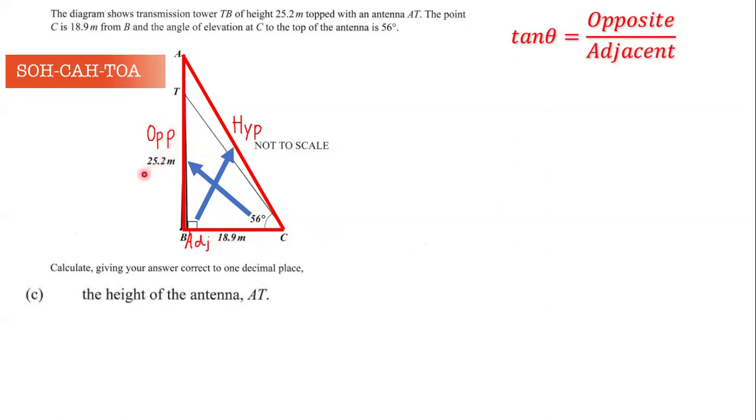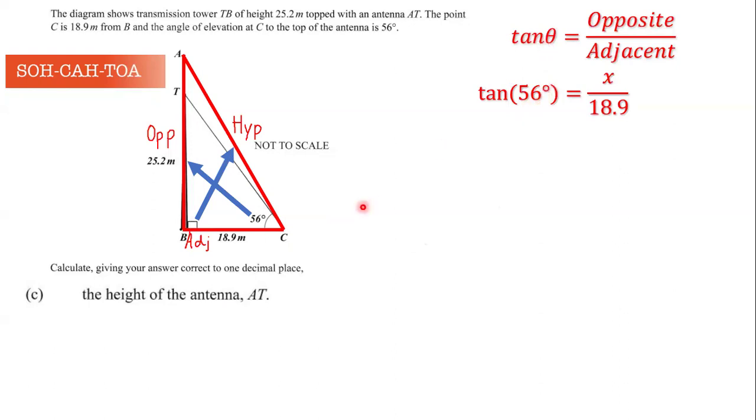Now the opposite side is not 25.2, because 25.2 is TB. The opposite is the missing one, because the opposite is this whole thing, this whole AB. That's what we're trying to find. So we need to figure out what the opposite is.